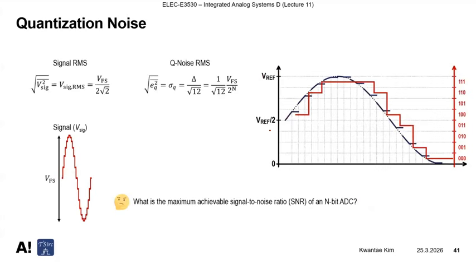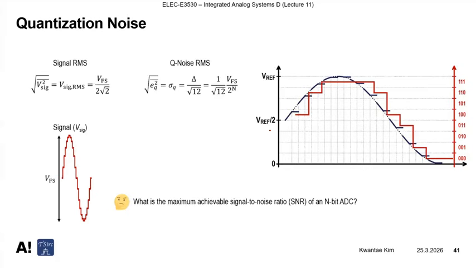So in this case, it is also possible to calculate the maximum achievable signal to noise ratio. Is this the first time you have heard about SNR? Not the first time, right? Okay, good. So we can calculate the output SNR of an ADC, the maximally achievable SNR.